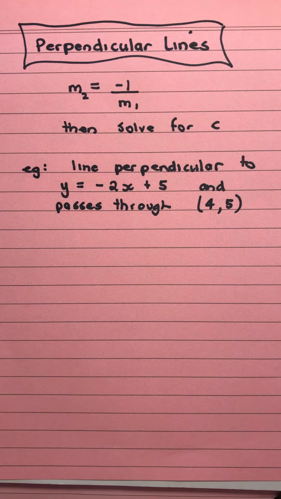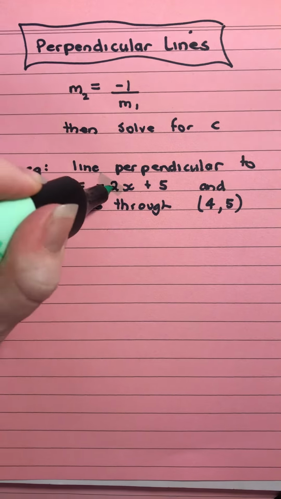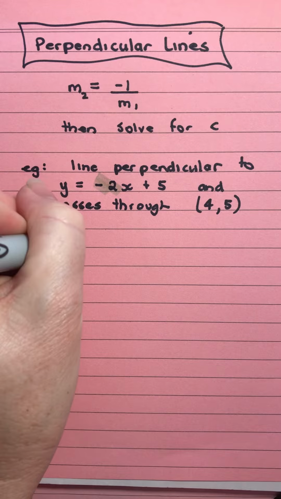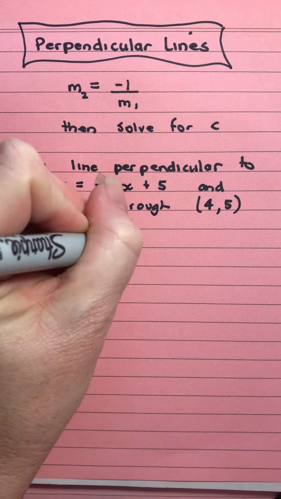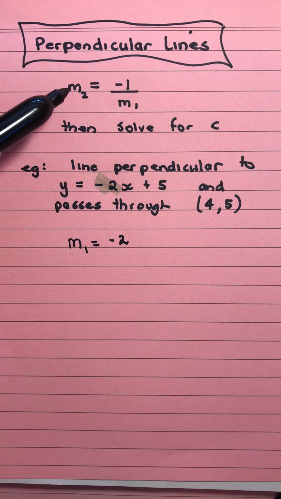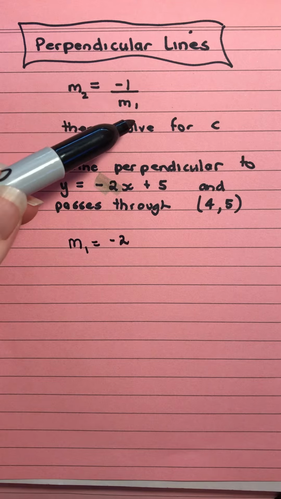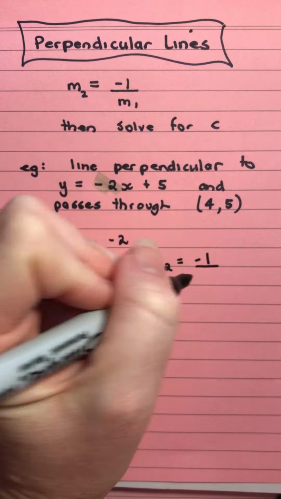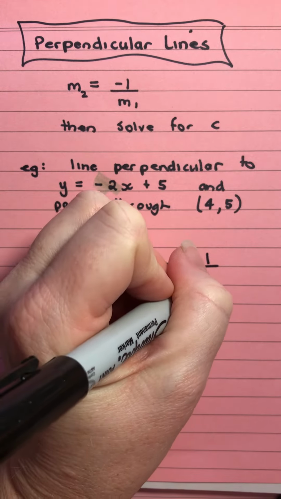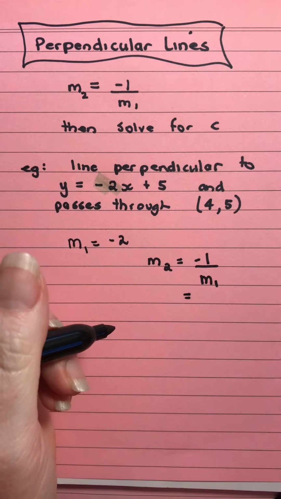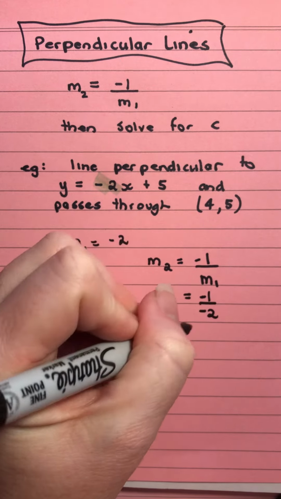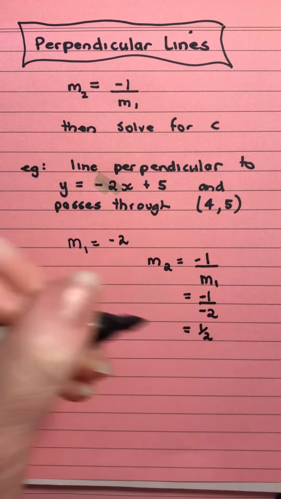So to start with, we need the gradient of the original line, and that's -2. So that's my m1 is -2. So I know that to get my m2, I need to do -1 divided by that. So I'll write my m2 is -1 over, I'll write my m1 there just so you know if you're looking back at it where I've got that number from. So I've got -1 over -2, and that's going to give me a half.